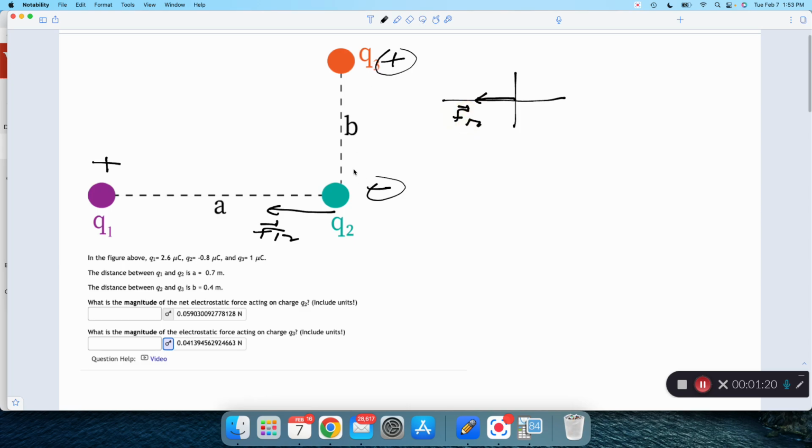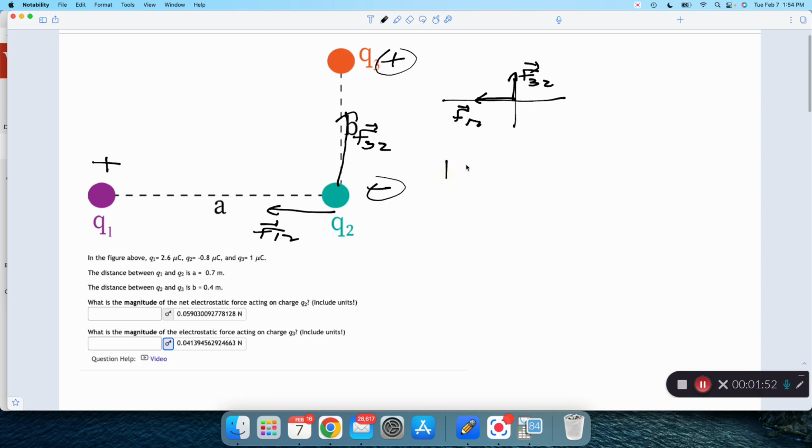2 and 3 are opposite charges. They're going to attract each other. So we'll have F3 on 2 here. That's going to go straight up. Draw that straight up. F3 on 2. We need to find both of those as vectors. We've got to be careful with our pluses and minuses. And then we're just going to add the vectors together as vectors.